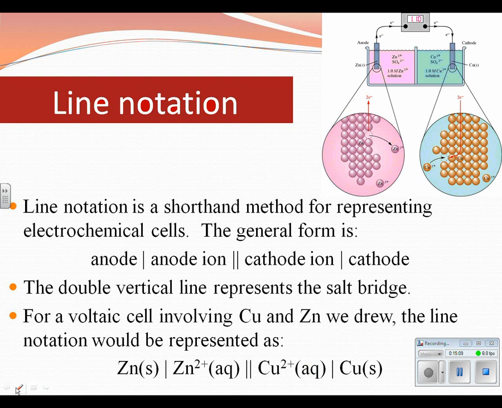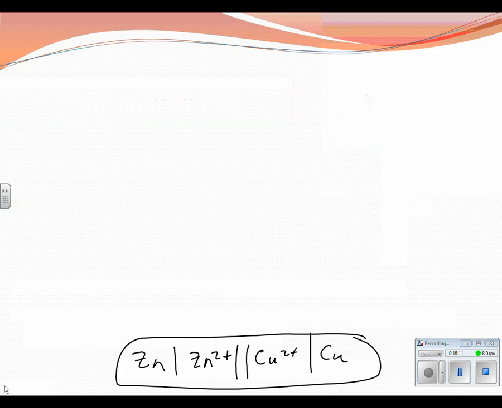So that's what I had written on the other screen right here, when I popped it up. This is just that notation. So we always write it as anode, anode ion, cathode ion, cathode. We sandwich the ions between the anode and cathode. And again, it's done in alphabetical order. Anode, anode ion, cathode ion, because they're sandwiched in the middle, and then cathode. All right.